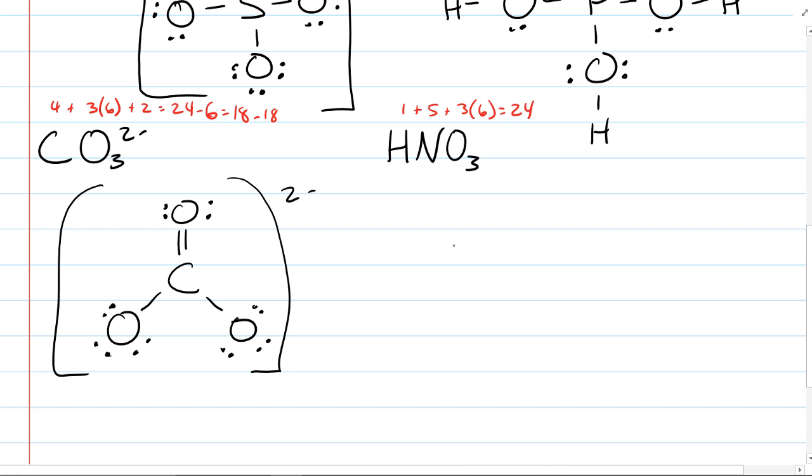Okay, nitric acid, which element in the center? Nitrogen. And surrounding the nitrogen, we would have 3 oxygens. How about the hydrogen? Where does that go? It gets stuck to one of the oxygens. It does not go on the nitrogen. So which oxygen you attach it to doesn't really matter.